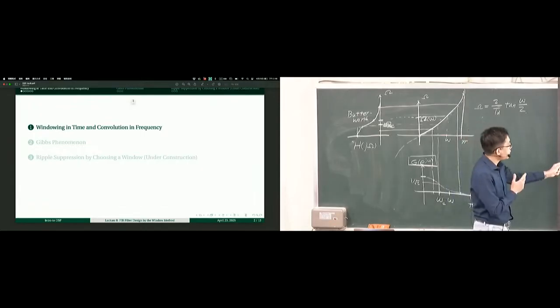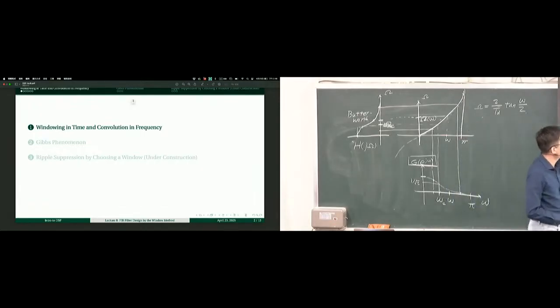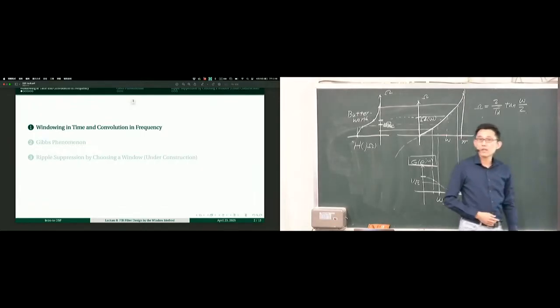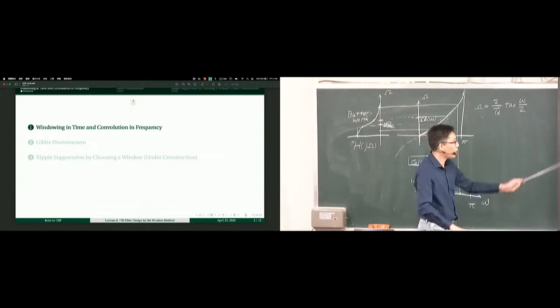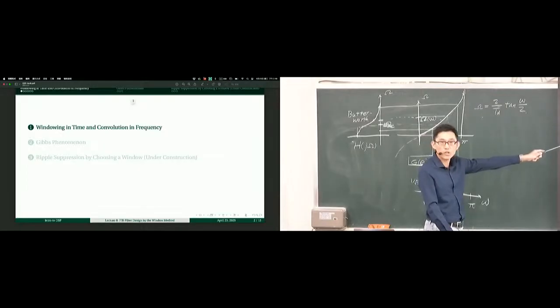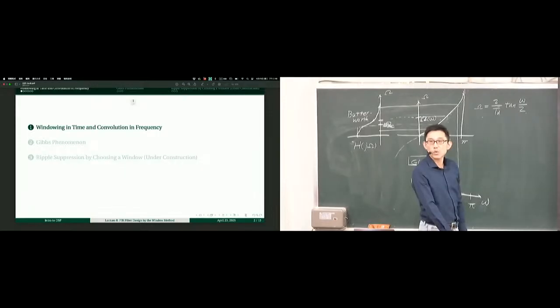Window is a verb. Windowing in time corresponds to convolution in frequency, okay? And this could be confusing. I want to make sure we notice this. Why do I say this could be confusing? Because what is a filter? Filter is convolution in which domain? In the time domain, right?